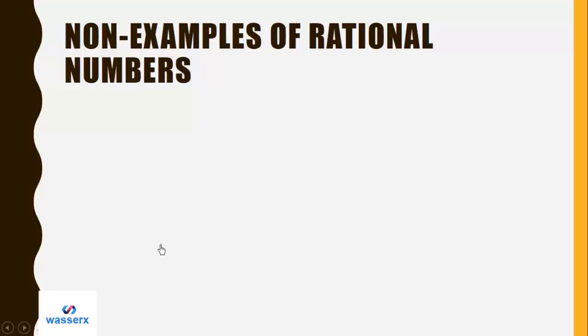Now non-examples of rational numbers. 1 over root 2 is not a rational number because this is an integer, but this is not an integer. This is an irrational number, or it's an example of a surd.